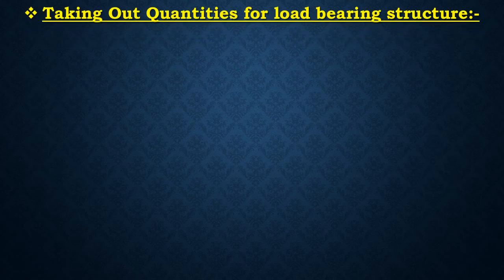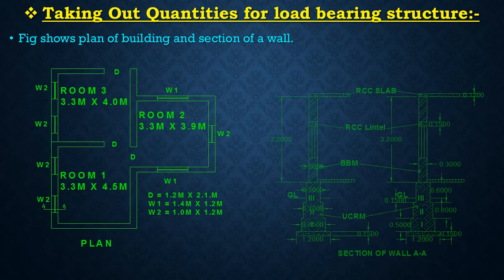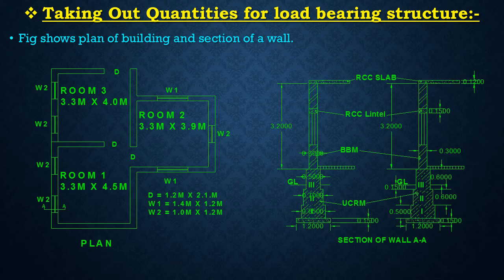Taking out quantities for load bearing structure. The figure shows the plan of a building and a section of wall. In the plan there are 3 rooms having 7 windows and 3 doors. There are 2 types of windows denoted by W1 and W2. The size of window W1 is 1.4 meter by 1.2 meter and W2 is 1 meter by 1.2 meter, and the door size is 1.2 meter by 2.1 meter.